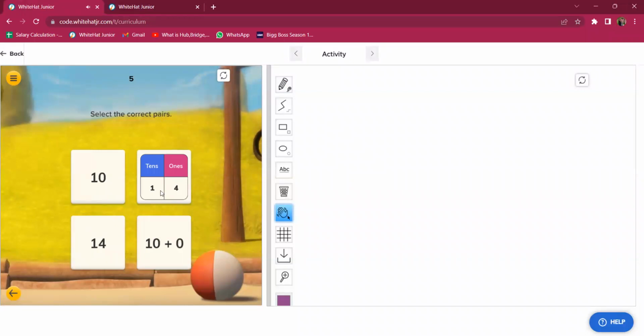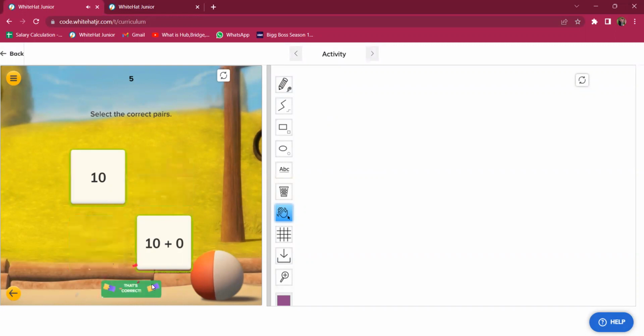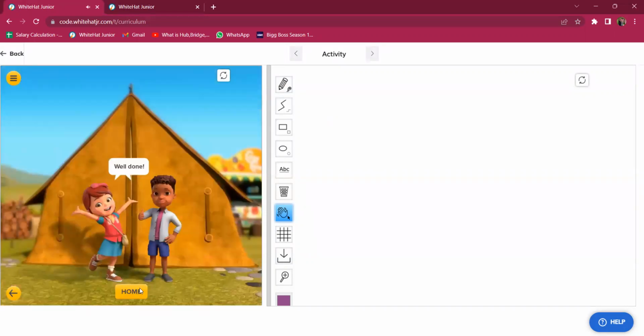Select the correct base. So 14 is written like this, in the tens and the ones place. This is the first pair. And 10 is written in the expanded form as 10 plus 0. Okay, let's move to the next question.